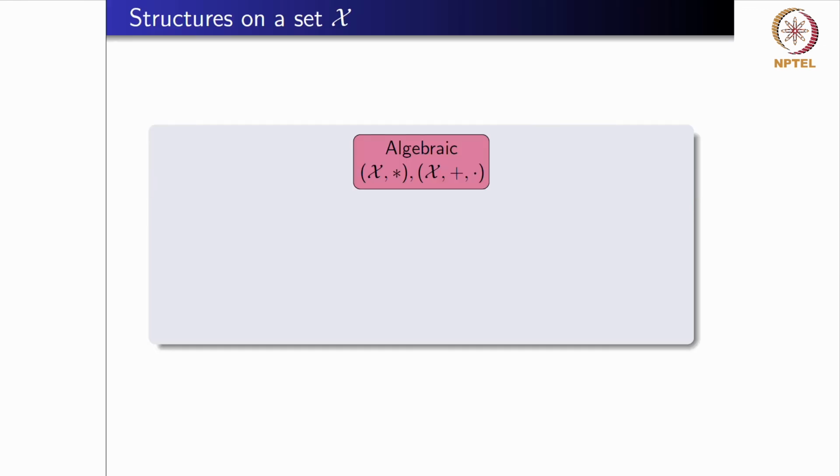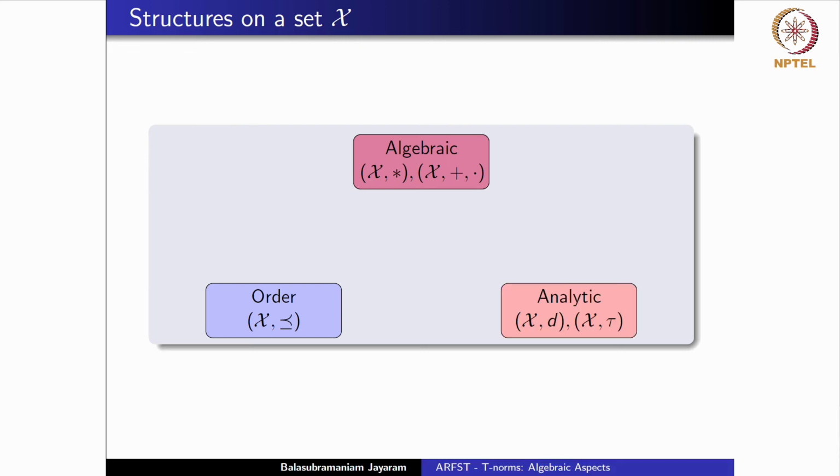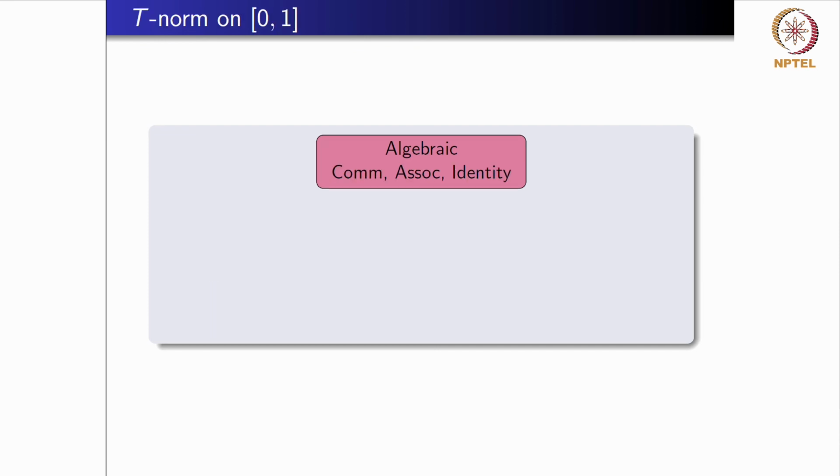Now, if you look at the kind of structure that you can have on a set X, you could have an algebraic structure like groups, vector spaces. You could have an order theoretic structure. We have seen posets, lattices, chains, different special types of lattices. And on the same set X, you could also have some analytical structures like that of metric spaces or topological spaces.